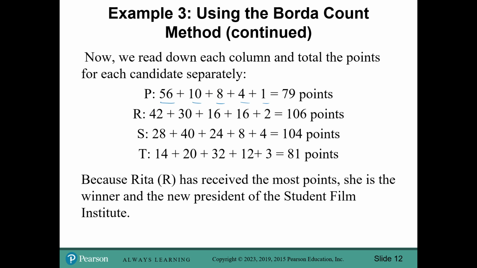Okay. If we total all these up, we see that P gets 79, R gets 106, S gets 104, and T gets 81. So because Rita has received the most points, she is the winner and the new president of the Student Film Institute. So in our first method, Paul was the winner, counting it that way. In the second method, Rita is the winner, counting it this way. Is there any other way we could tally it?